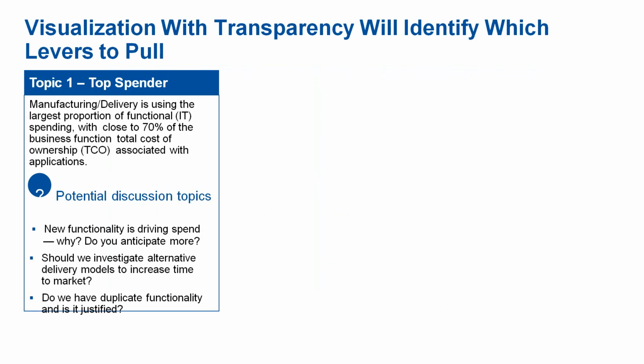Now once after getting this visualization with transparency, what are the things that I should do in order to pull the levers? So after getting the clear picture and the decisions that this is what I want to do, what should I do in the first step? The first step is to identify the top spender.